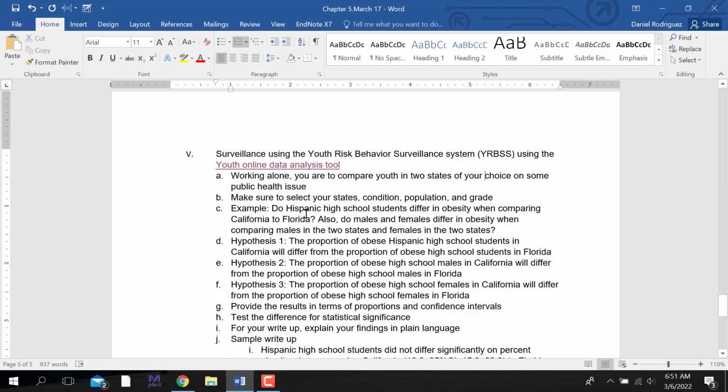So here's an example. Do Hispanic high school students differ in obesity when comparing California and Florida? Also, do males and females differ in obesity when comparing males in the 2 states and females in the 2 states? So compare males to males in California versus Florida, and females to females in California versus Florida, as well as just total males and females in both states.